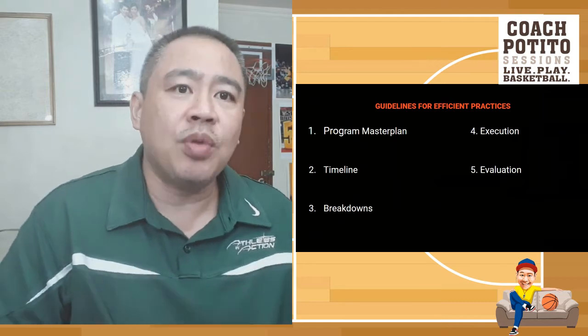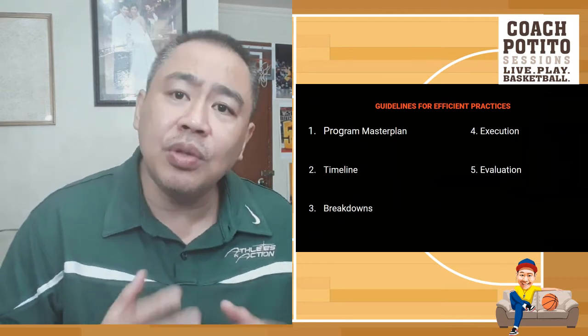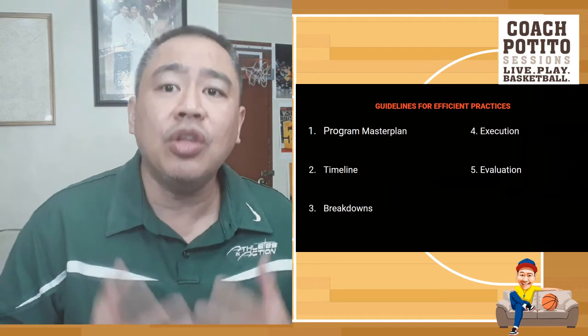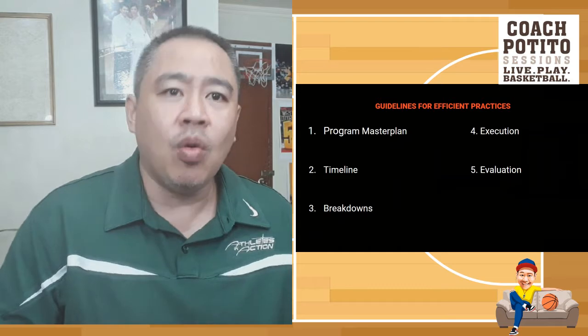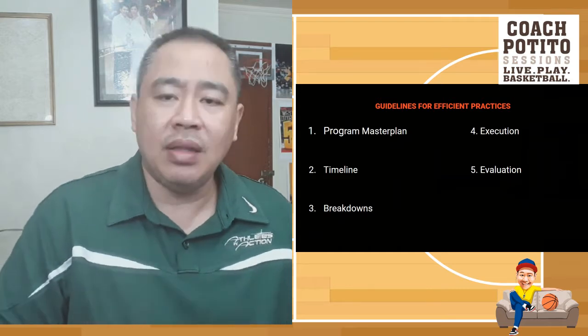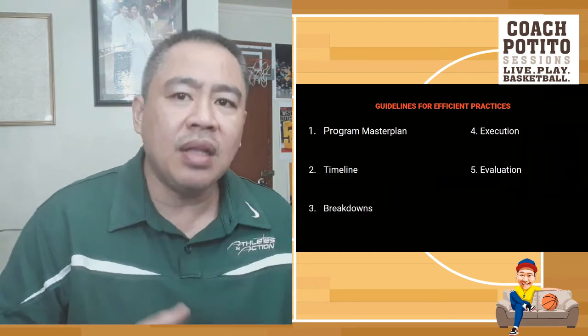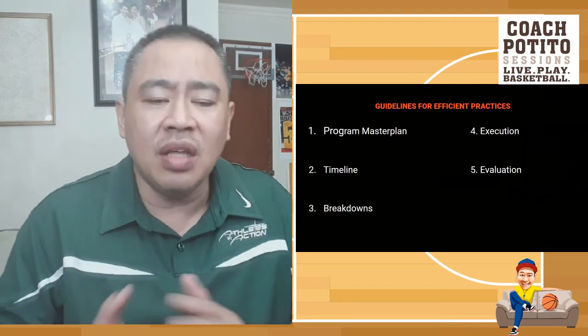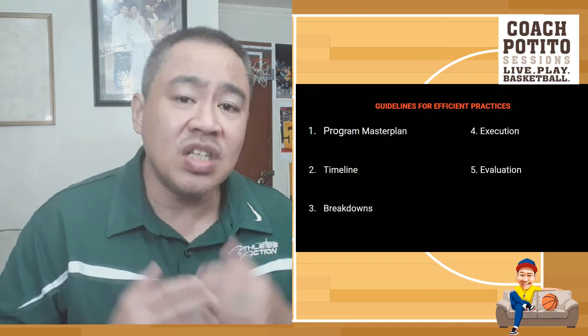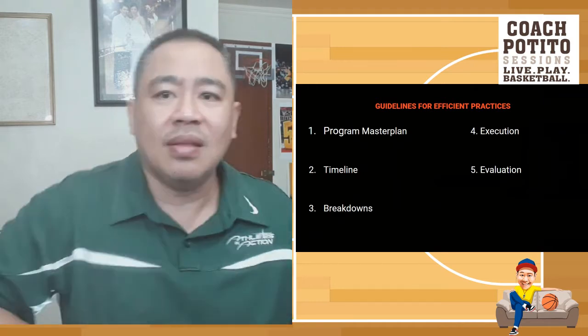First is a program master plan. This is where you put down everything and anything about your basketball, not anybody else's basketball, but yours. Now, how you want basketball to be played. It starts with brainstorming, then little by little, in an organized way, you sort out the things that you've written down from what's most important to the least.